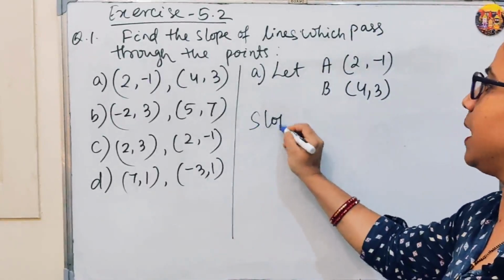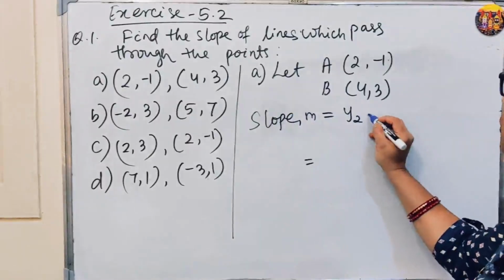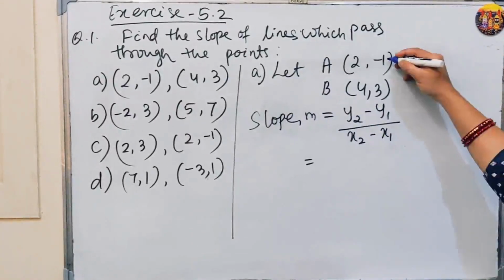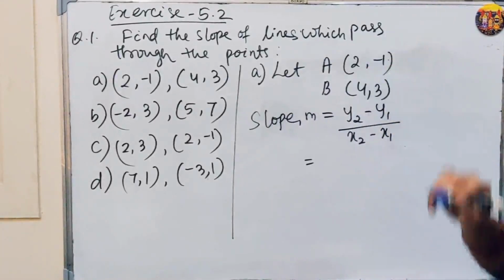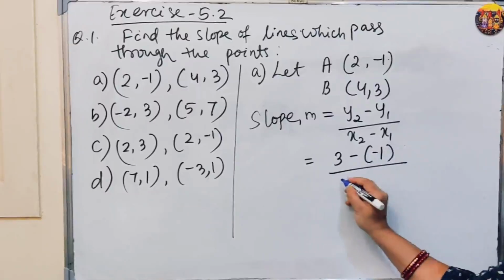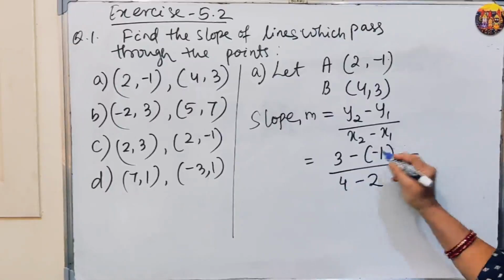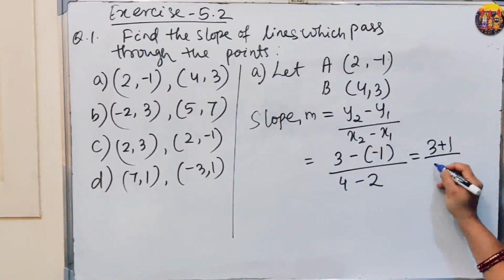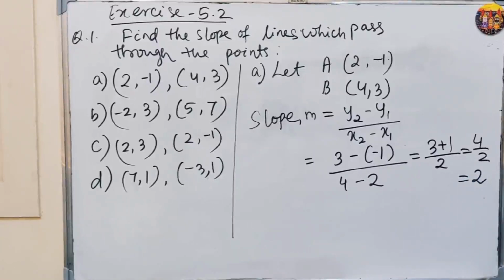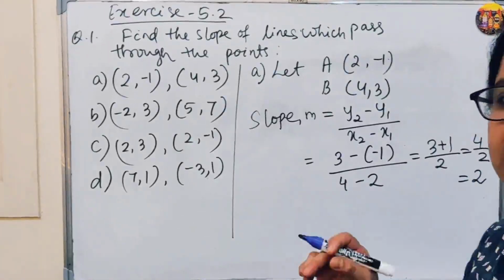Formula for slope m is equal to y2 minus y1 upon x2 minus x1. We will take the difference between these two: 3 minus minus 1 upon 4 minus 2. So it will become 3 plus 1 upon 4 minus 2, which is 2. So it is 4 upon 2, so the final answer is 2. So the slope of the line is 2.